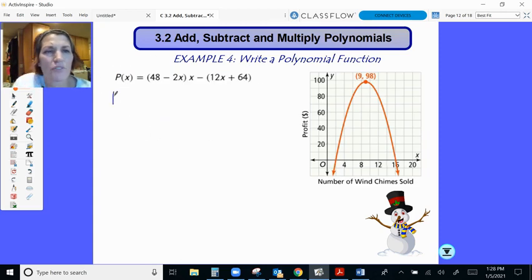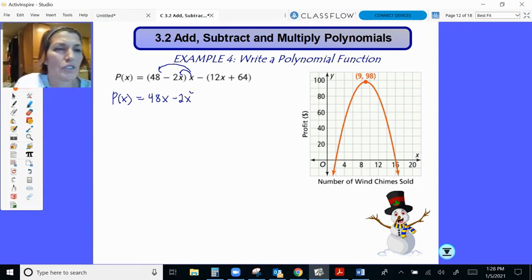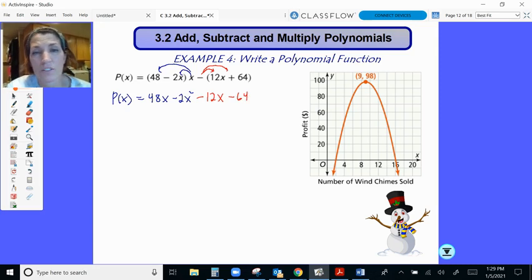Okay? If we simplify that, we're going to just distribute this x through here. So I have 48x minus 2x squared. And we have to distribute this negative as well. Okay, so remember anytime we have a negative outside of parentheses, we have to distribute that as well. So this will be negative 12x minus 64. So watch out for that, okay?